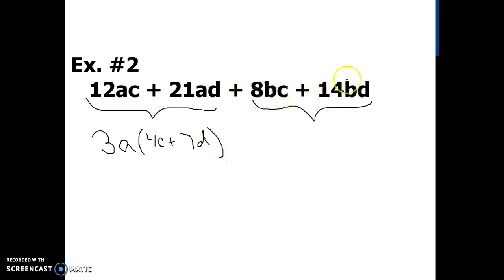If we take a look at these third and fourth terms, I can see that we have an 8 and a 14. The GCF that's shared between those is 2. I have a B in each term, so I can pull a B out as well. And there's nothing I can take out from C and D, so those are going to have to stay. I'm going to be left with 4C plus 7D. And because this was a positive 2 I took out, I put a plus sign in the middle.